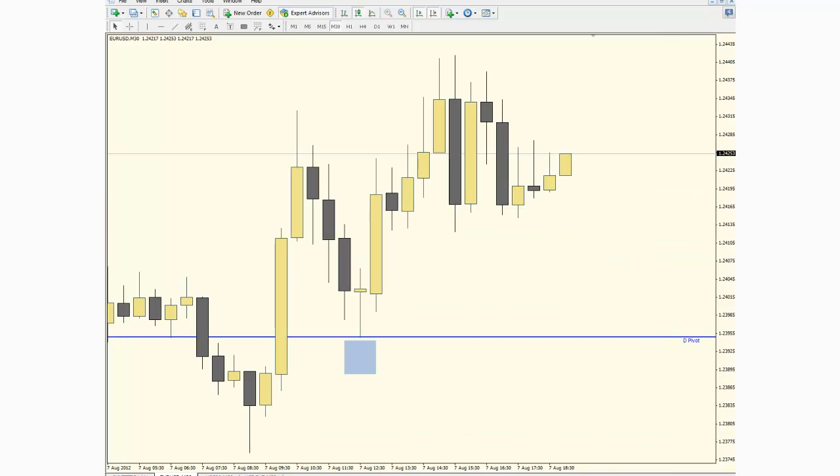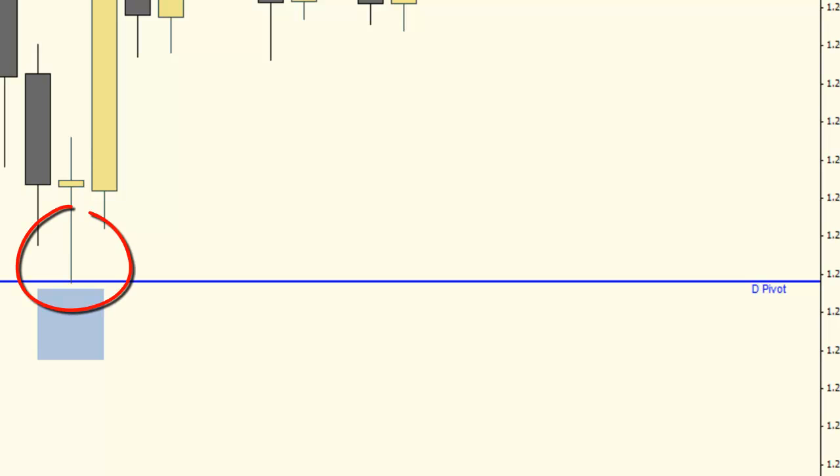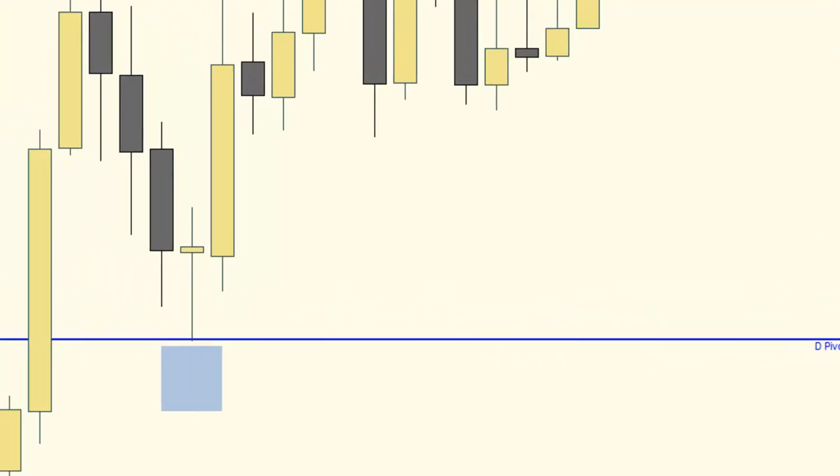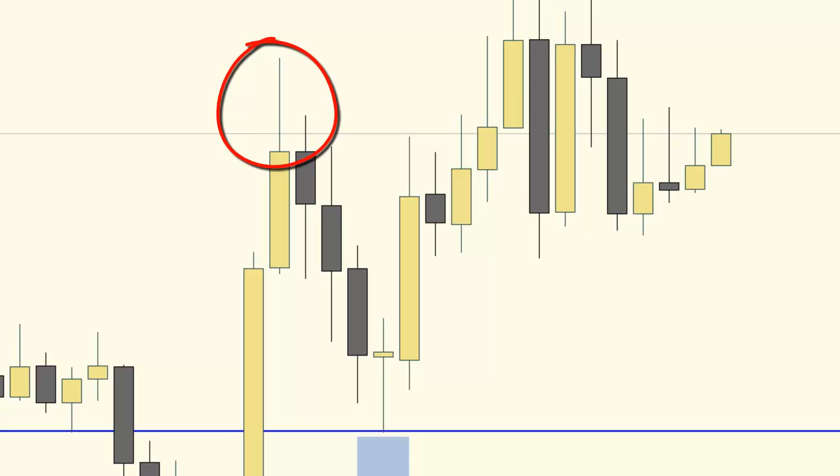If we look at today's price action in the euro-dollar pair, it is easy to see that buyers appeared right above the 1.2395 daily pivot. As a scalper, I know to look for buying activity in this area. Why? Mainly because price just came off a new high.